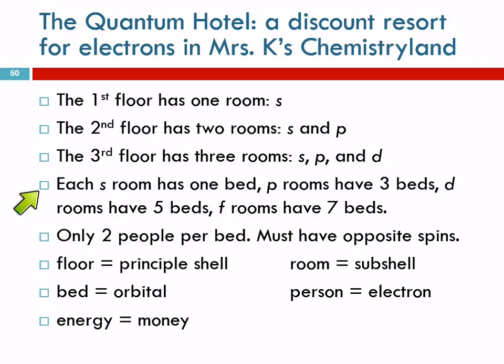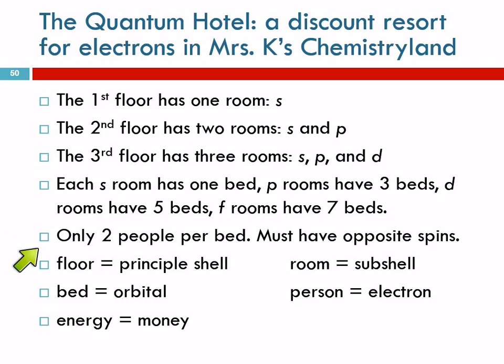So we're going to talk about 4 different rooms. The S room, which is, each floor has an S room. The S room has 1 bed in it. Starting on the second floor, each floor has a P room. Also, the P room has 3 beds. D rooms have 5 beds. F rooms have 7 beds, and we don't need to talk about anything further than that. That's a strange hotel room, right? 7 beds in 1 room? Why? I don't know. I wasn't consulted when they built this.